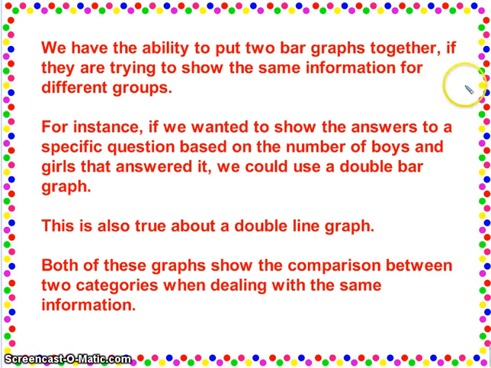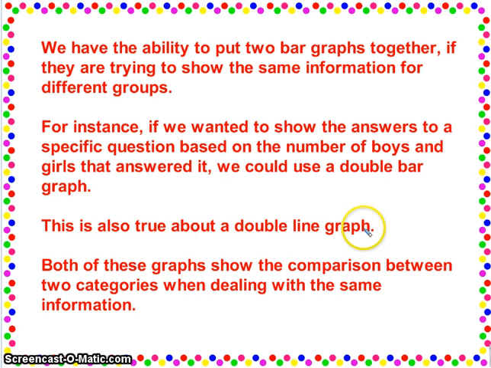We have the ability to put 2 bar graphs together if they are trying to show the same information for just different groups, just like you guys are doing with favorite soft drink and favorite book type and favorite movie type and which would you prefer to be, and if you had someone falling in a volcano, who needs to be saved, blah blah blah. So we're comparing that information. If we wanted to show the answers to a specific question based on the number of boys and girls that answered it, we could use a double bar graph.